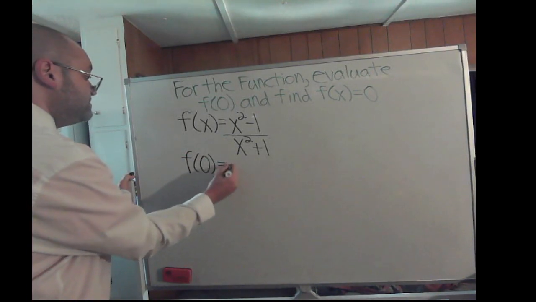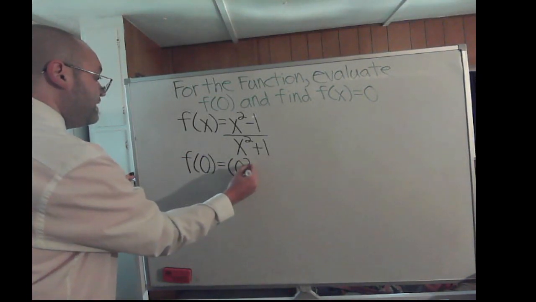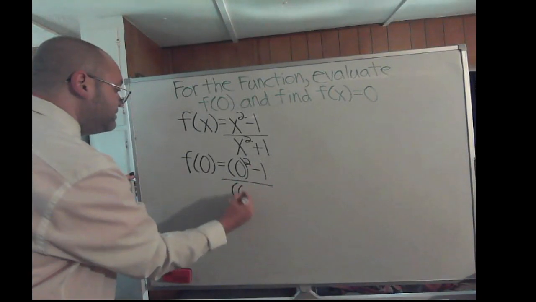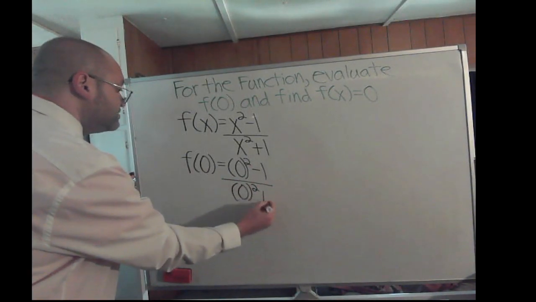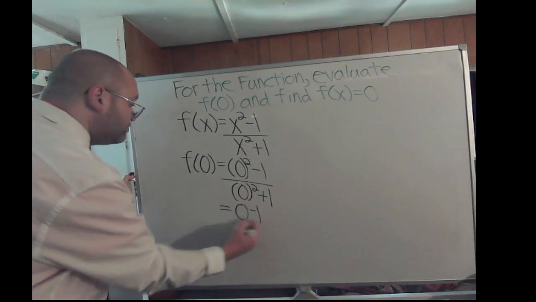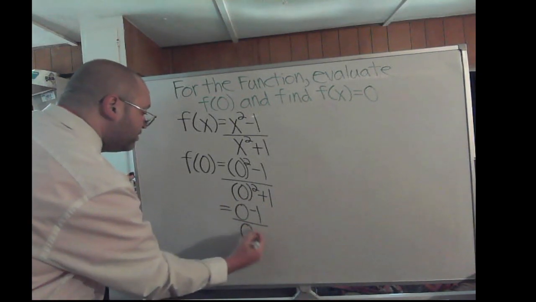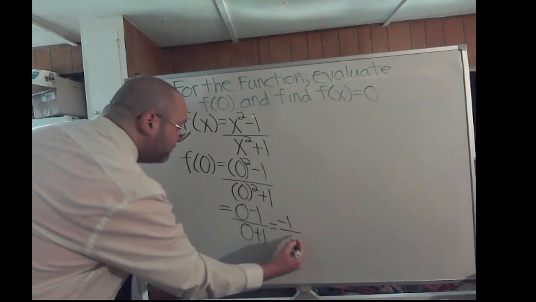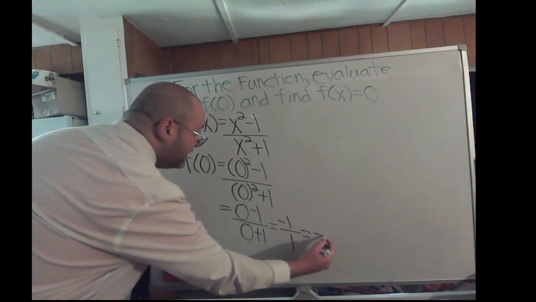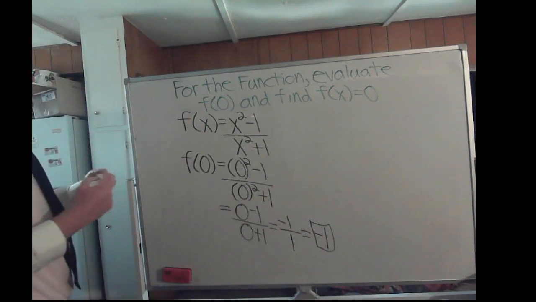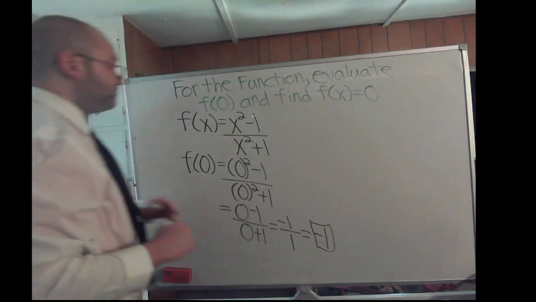f of 0 is equal to 0 squared minus 1 all over 0 squared plus 1, which will be equal to 0 minus 1 over 0 plus 1, which equals negative 1 over 1, or simply negative 1. So f of 0 is simply equal to negative 1.